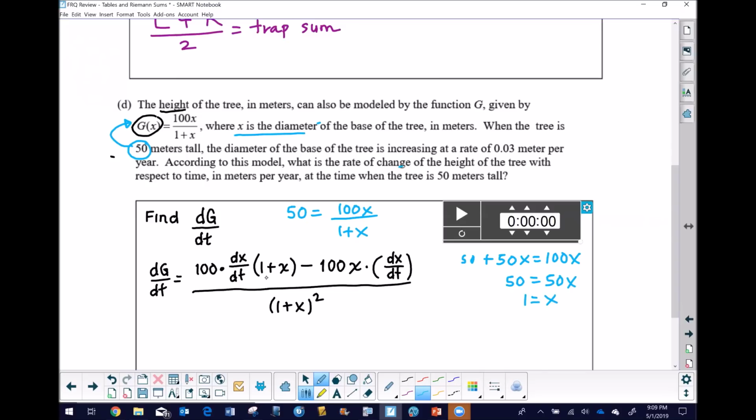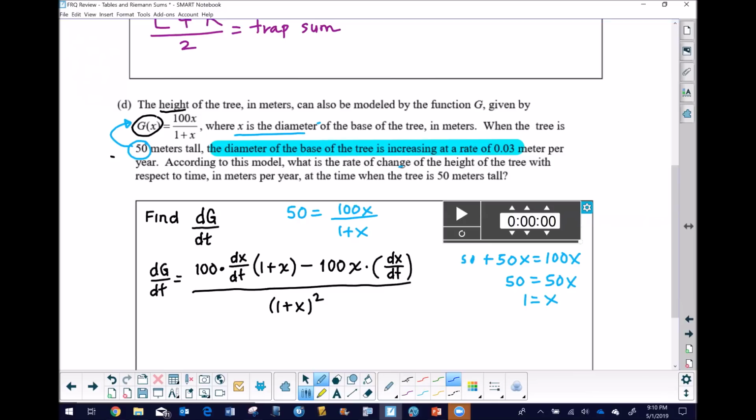And that's what's going to replace these three x's. Now, believe me, a lot of kids put a 50 in those spots. There was a deduction. They're not going to get the right answer, but 1 is what we want. And then the dx dt, think contextually, what does dx dt mean? It would be the rate of change of the x, which is the diameter. Any information in the problem about rate of change of diameter? Let's highlight the diameter of the base. Oh, it'd be great if I had a bigger highlighter. The diameter of the base is increasing at a rate of 0.03. There you go. Your dx dt is going to be 0.03.